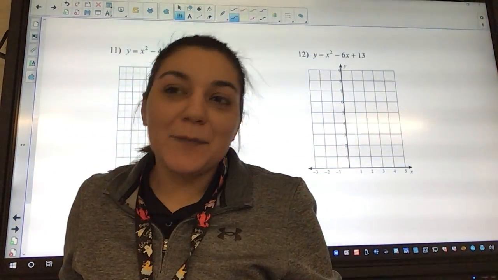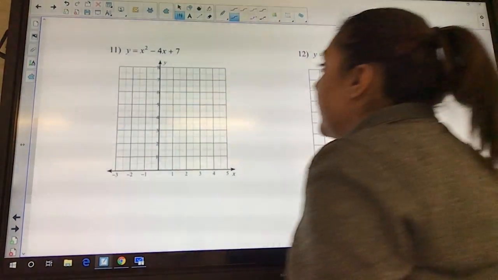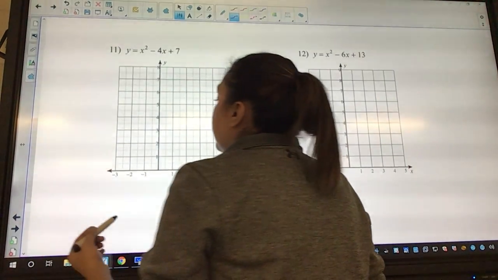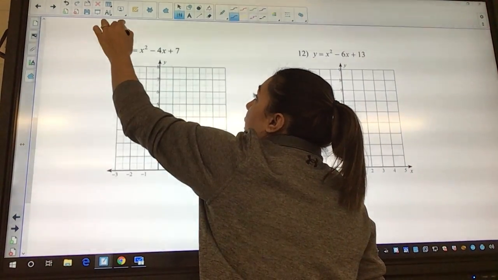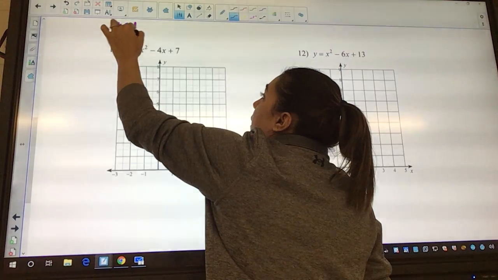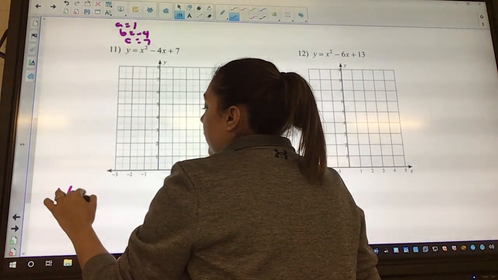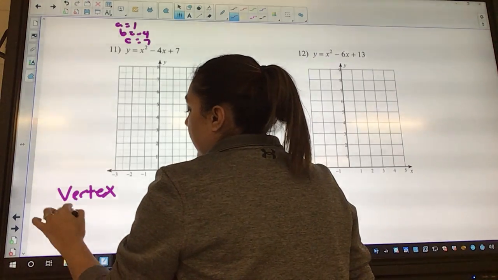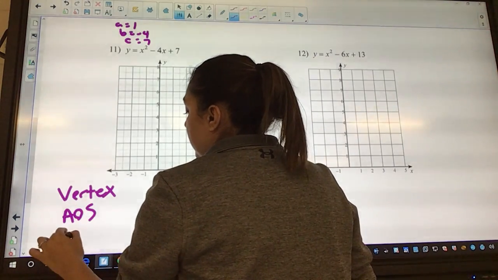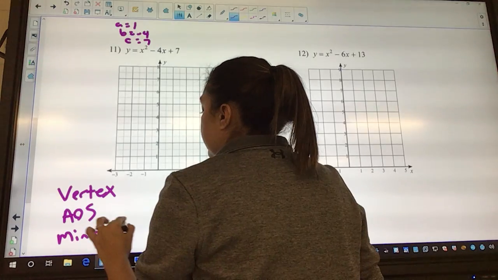Hey, welcome back. Okay, so the next one, same thing, it's in standard form. I have A is 1, my B is -4, and my C is 7. I'm looking for the vertex, the axis of symmetry, and if it has a min or max.